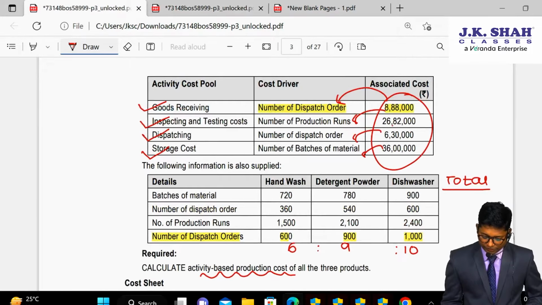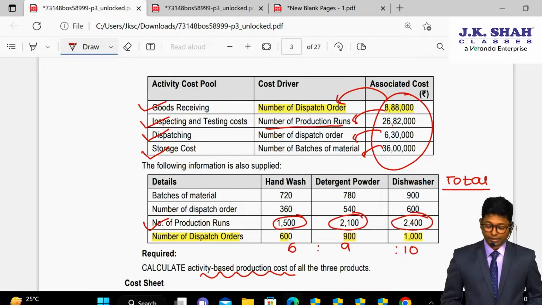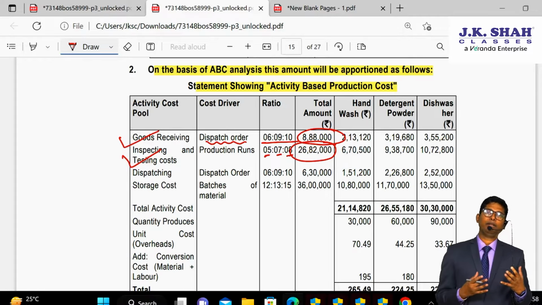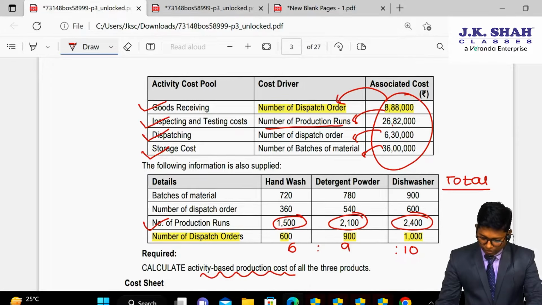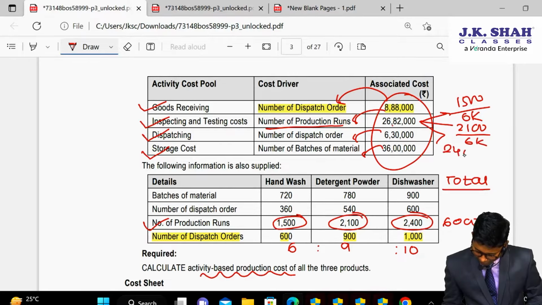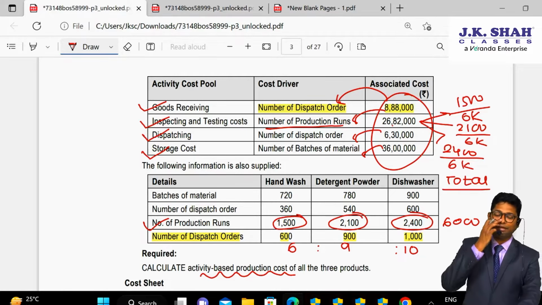You can see here, and it is to be divided by using production runs, and here are the production runs. 1500, 2100 and 2400 is the ratio which is to be considered. It is 5 is to 7 is to 8. If you are not comfortable with the ratios, you can simply take the total of these elements, like 1500 plus 2100 plus 2400 is equal to 6000, and this cost you should divide in three parts using 1500 divided by 6000, 2100 divided by 6000 and 2400 divided by 6000. You can check this, you will get the same answer because indirectly we are using the ratio only.